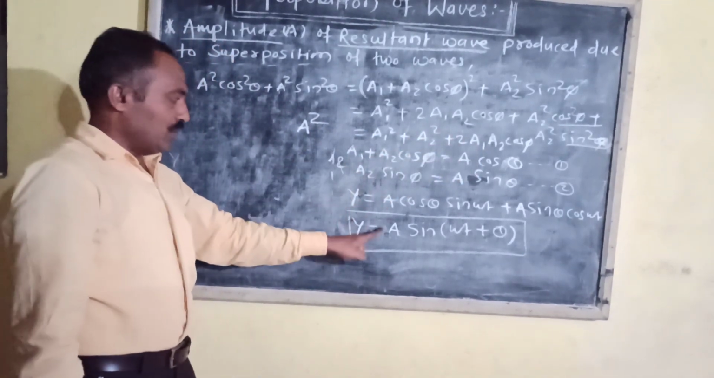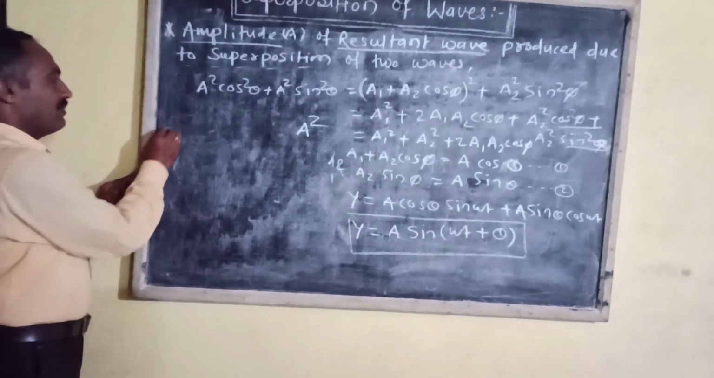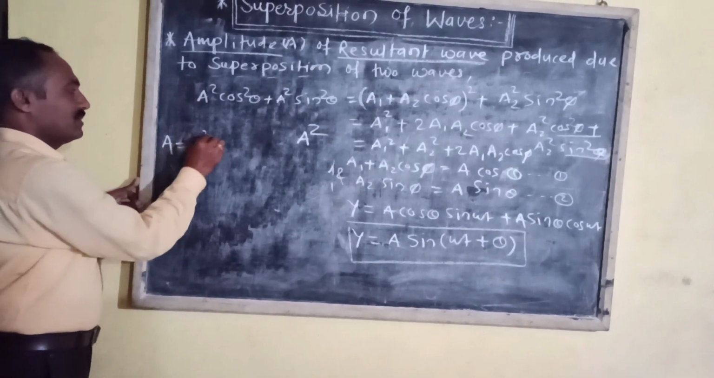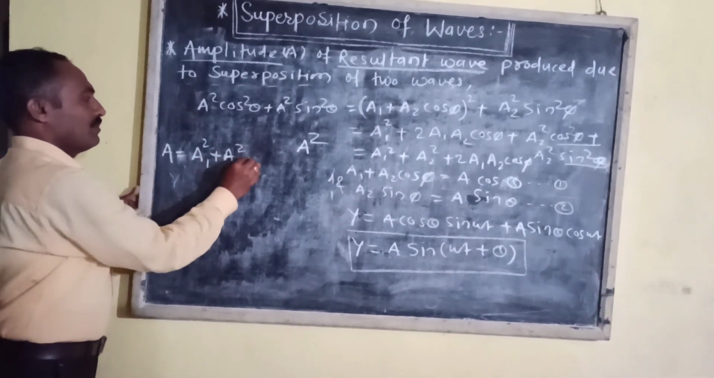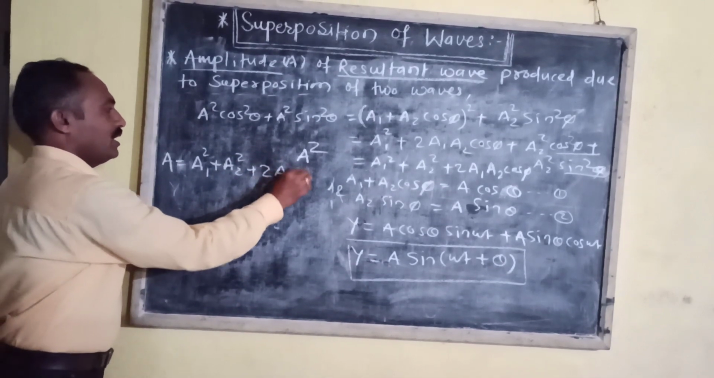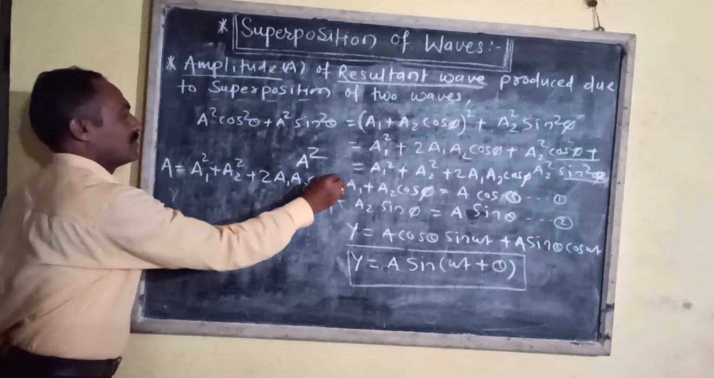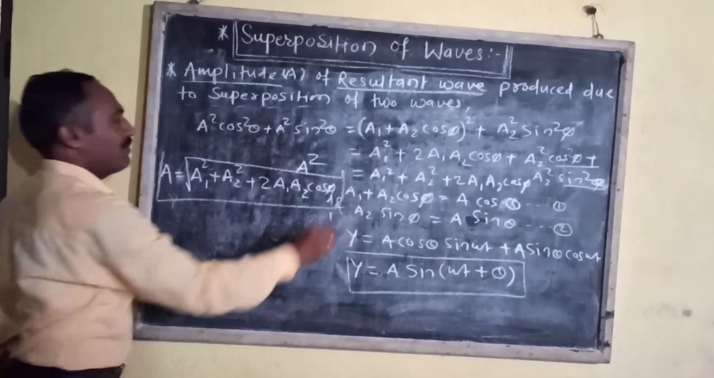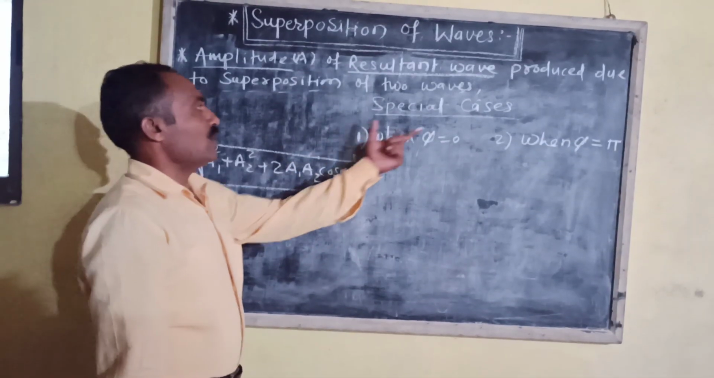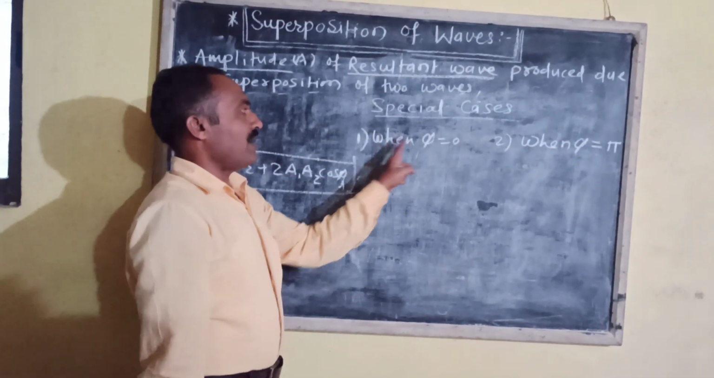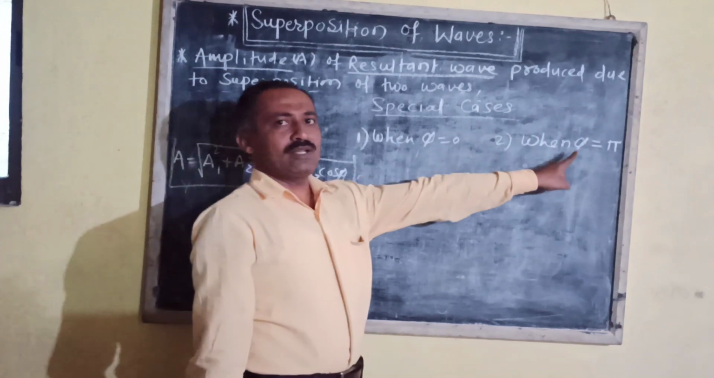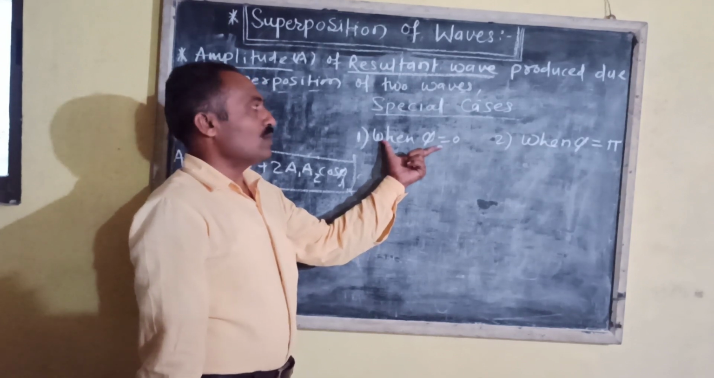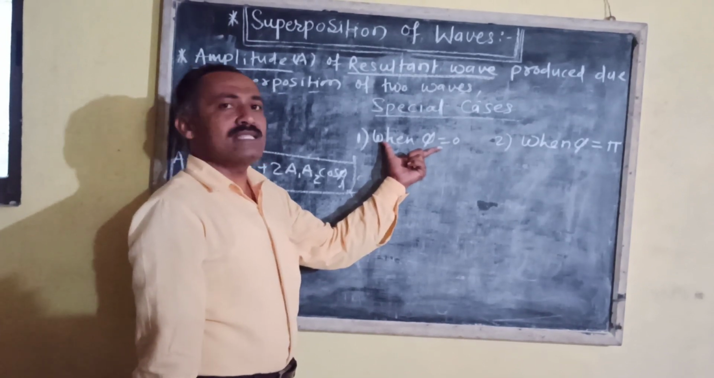Therefore the amplitude A of the resultant wave can be written as A is equal to the square root of a1 square plus a2 square plus twice a1 a2 cos phi, and this is the expression for the amplitude of the resultant. Now we have to see the special cases when phi is equal to 0 and when phi is equal to pi. When phi is equal to 0, the two superimposing waves are in the same phase.